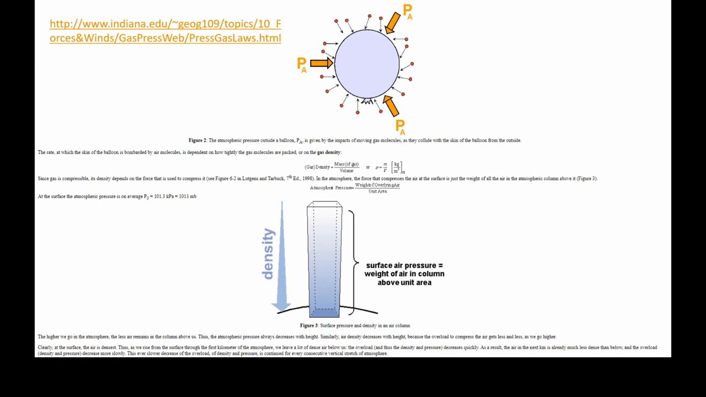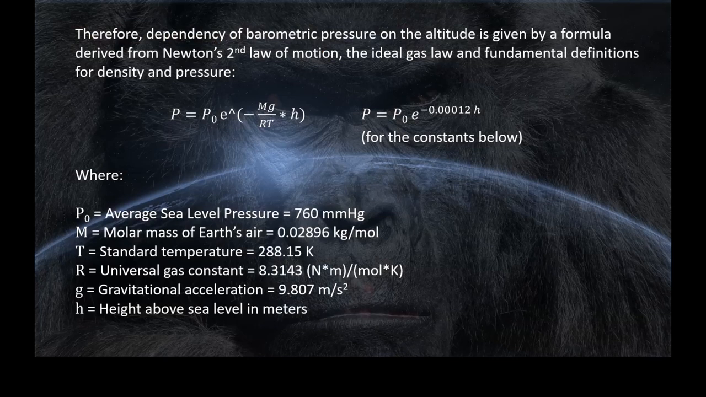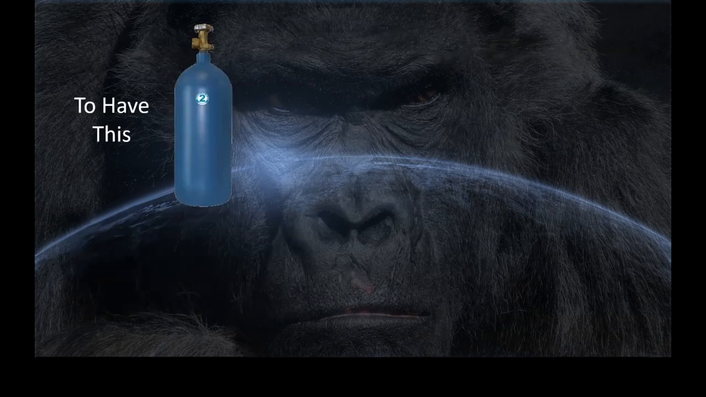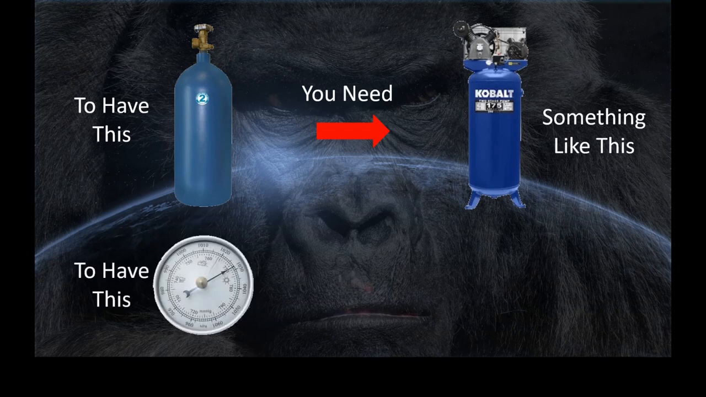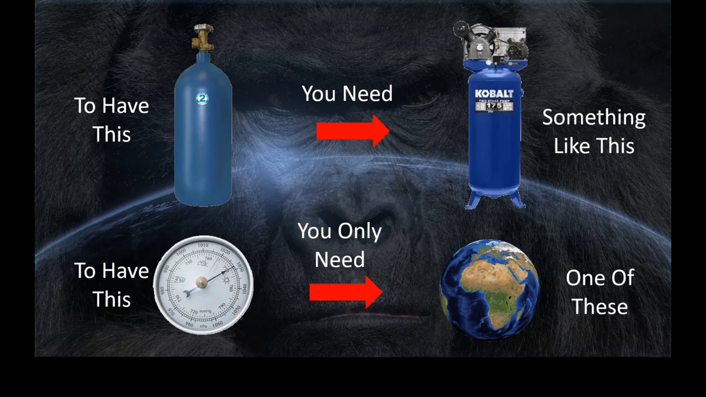In fact, what it depends on is nothing more than the acceleration of gravity. Atmospheric pressure is simply the weight of the air above any point. You know, we've gone through this and we've shown the derivation of the barometric equation. You've seen this before. All that is required is the acceleration of gravity. So to have pressurized gas in a sealed container, you need something like that. To have atmospheric pressure, all you need is one of those things. Let's watch a little demonstration that I put together.